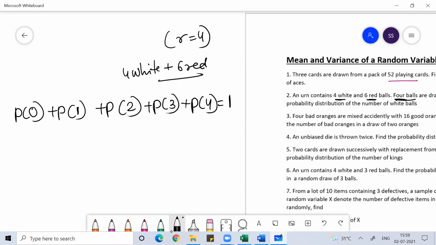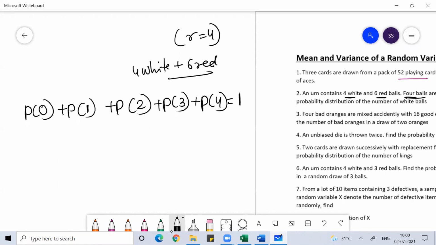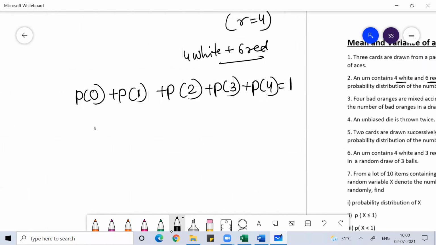So what is P0? P0 would be the probability of getting 0 white balls, which means all the balls are red. P1 would be the probability of getting 1 white ball. P2 would be the probability of getting 2 white balls. P3 would be the probability of getting 3 white balls. P4 would be the probability of getting 4 white balls.